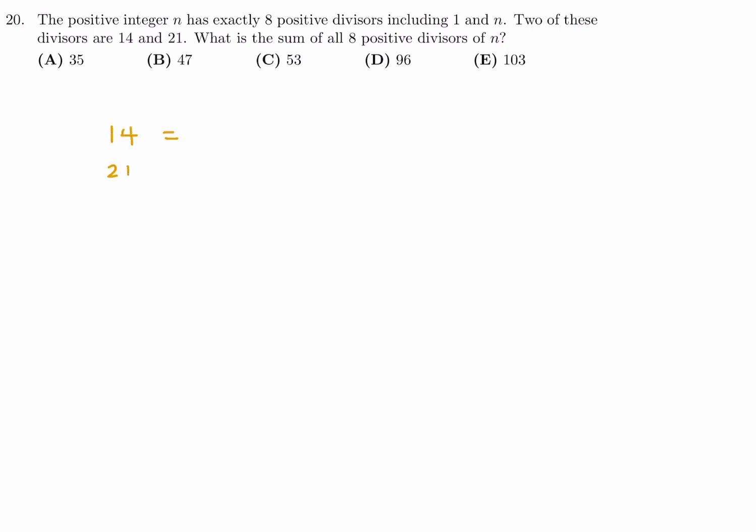Well, 14 is 2 times 7, and 21 is 3 times 7. So that number n could be 2 times 3 times 7. Not necessarily, but it could be. That would mean 42. And I think 42 is n, because 42 has 8 divisors.